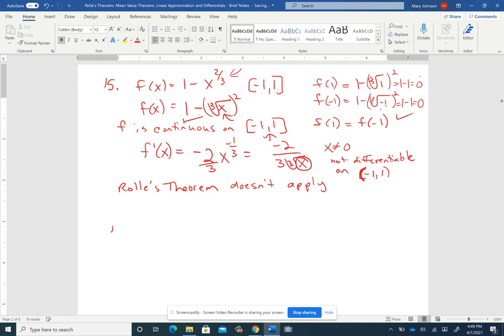Let's look at 13. We don't do enough of the trig ones, so I like to bring those up every now and then. All right, so here we had a trig function given to us, and the interval we're dealing with is pi over 8 and 3 pi over 8, which are not normal locations.